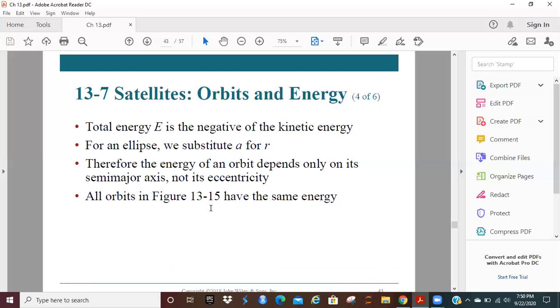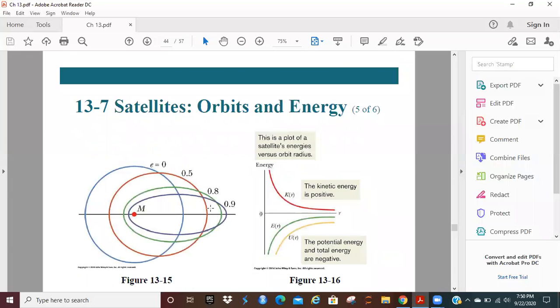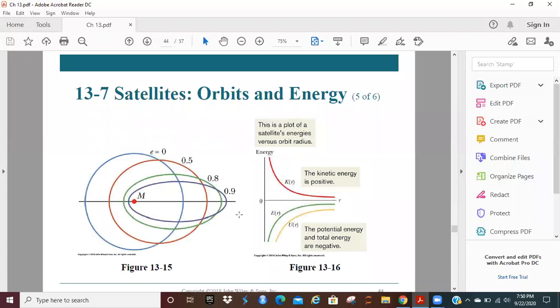All orbits in figure 13.15 have the same energy. All of these have the same energy, but their eccentricities are going to be different. And this is a plot of the satellite's energies versus the orbit radius. You can see the kinetic energy is positive, but it starts to die out as r increases. Potential energy and total energy are negative.